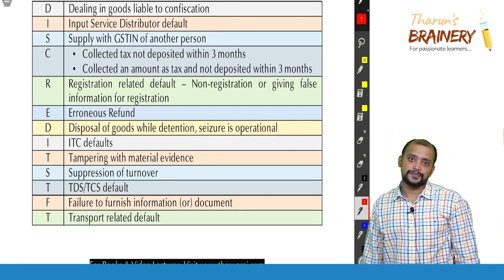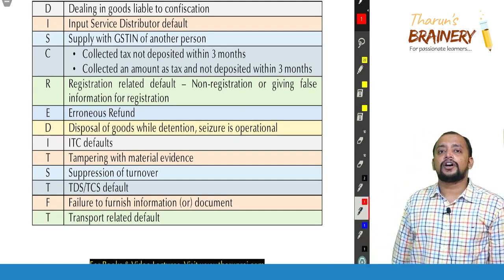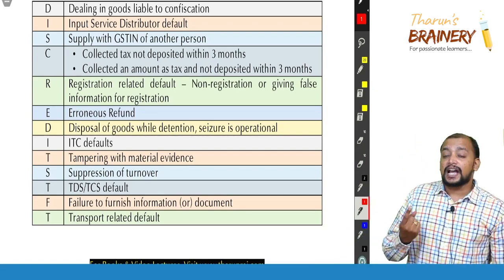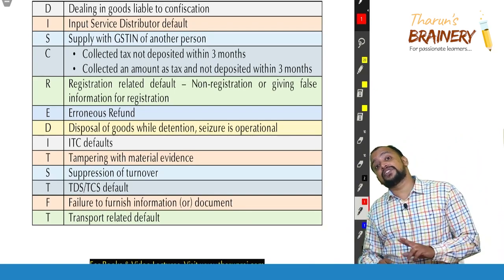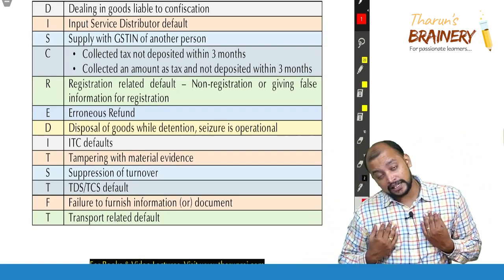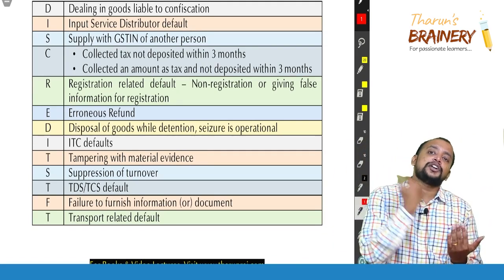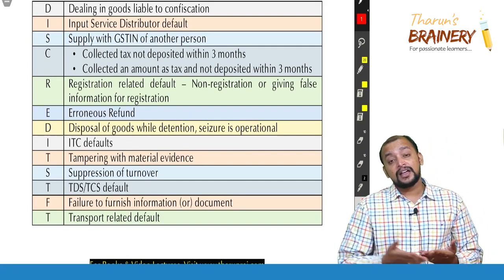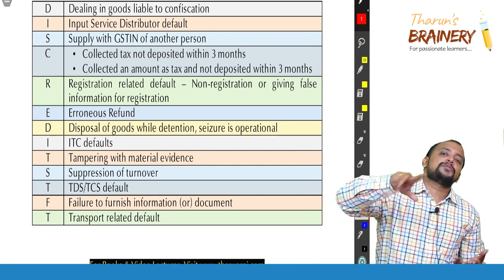Then CREDIT. C, two Cs are there. C for collected tax not deposited within 3 months. I am supposed to collect tax, I collected the tax and I did not pay it to the government within 3 months from the due date. Collected an amount as tax and not paid within 3 months.